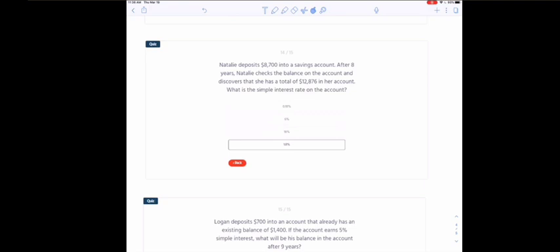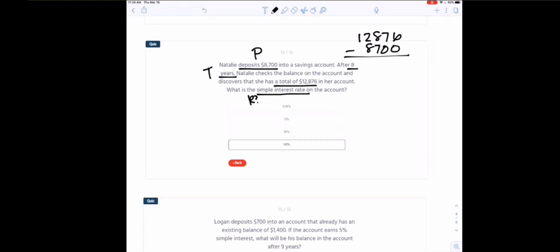Okay, so that's nice. She looked and she had more money. So let's take a look. Deposits $8,700, that's our principal. 8 years is our time. And it's a total of this, which means this is our total balance. So to get interest earned, we have to subtract. And it's asking us for the simple interest rate. So let's subtract and get interest earned.